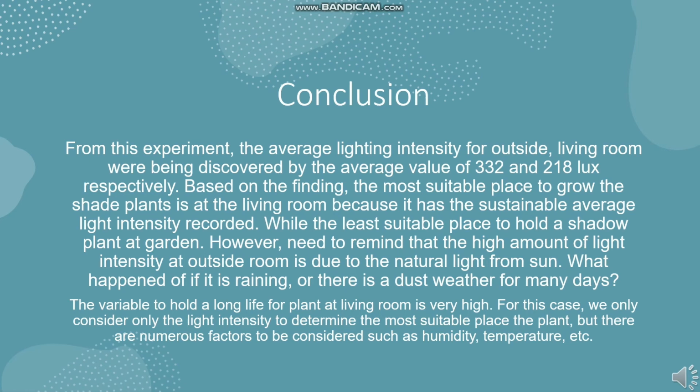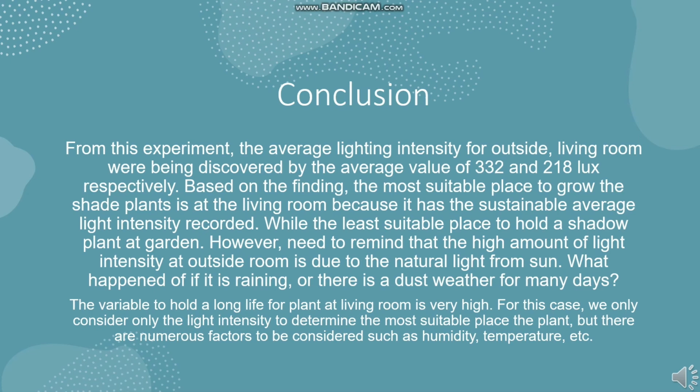Conclusion: for this experiment, the average lighting intensity for the outside and the living room were found to be 332 and 218 lux respectively. Based on the findings, the most suitable place to grow the shade plant is the living room because it has a sensible average light intensity recorded, while the least suitable place to hold a shade plant is the garden outside.